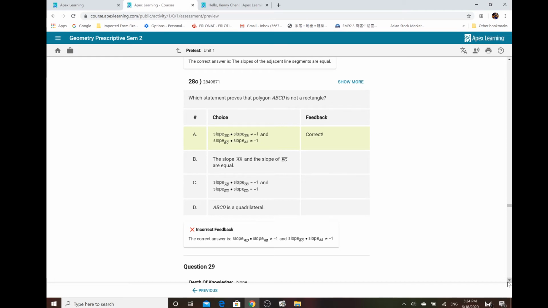And which statement proved that the polygon ABCD is not a rectangle? So if that's not a rectangle, that means the slopes of the adjacent line segments are not considered negative reciprocals. So the one showing that they're not equal to -1, which implies it's the non-reciprocal relationship. So the answer is A.